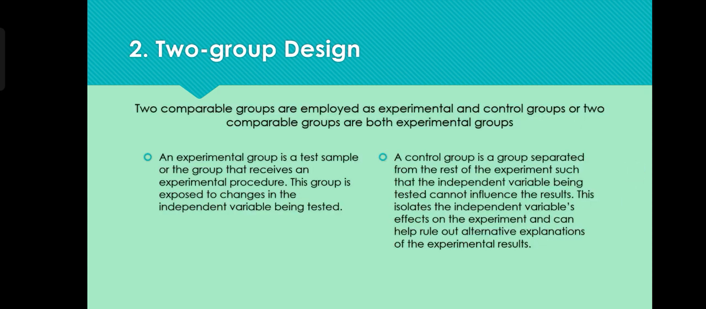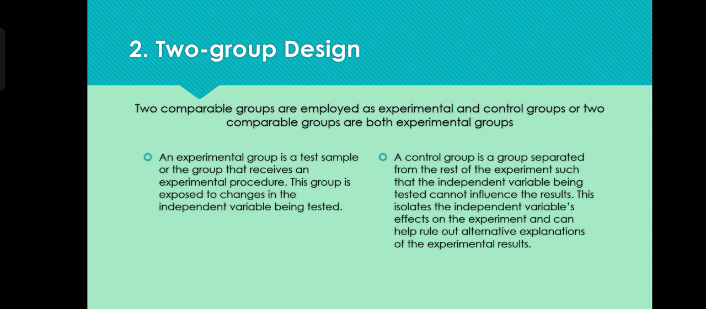Next naman ay yung tinatawag na two-group design. Dito naman, meron dalawang comparable groups. Meaning, yung researcher ay hinati yung subject niya sa dalawang group at i-compare ang results. Yun yung experimental and control groups, or pwede din naman na parang experimental groups. So ano nga ba yung experimental at control groups?